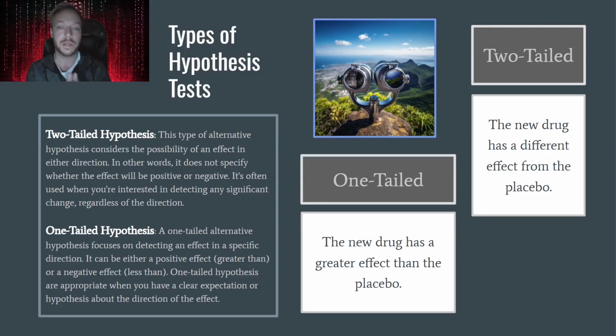So in these two examples here, the new drug has a greater effect than the placebo, so the greater than symbol, is the one-tailed test. For the two-tailed test, the new drug has a different effect from the placebo. Depending on what our problem is, we can define either one of these, and that will give you an insight into which one you're going to use. Okay, fairly simple concept, but just something to be aware of.